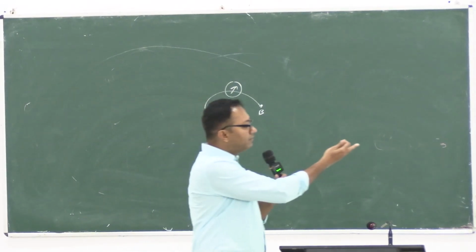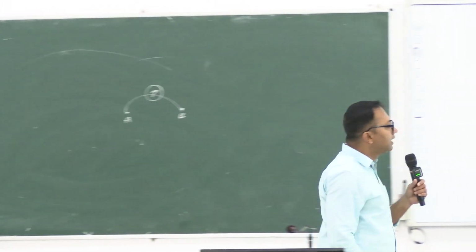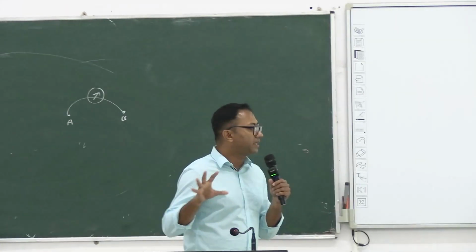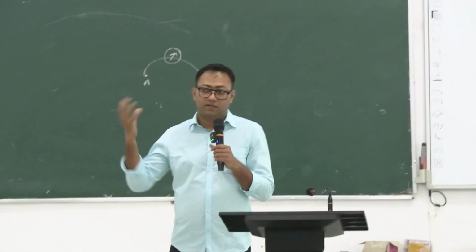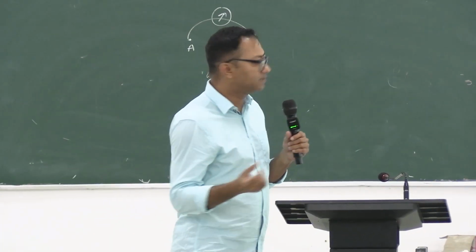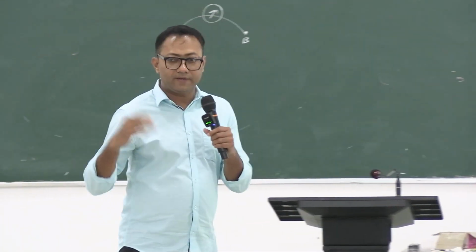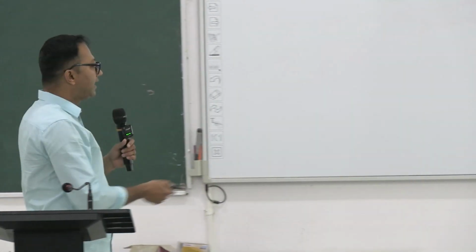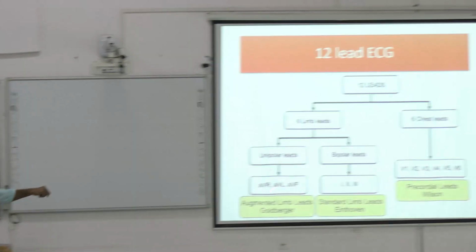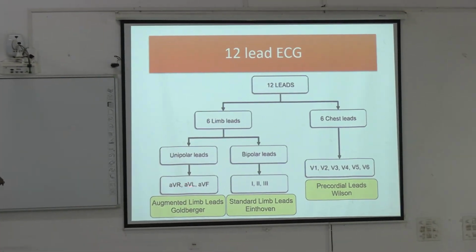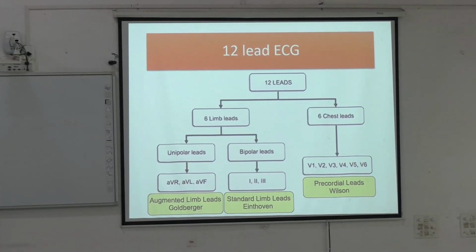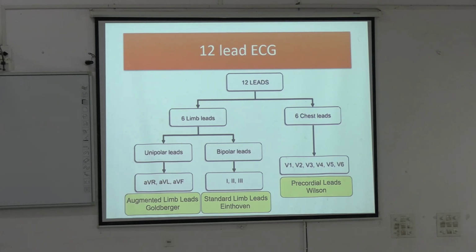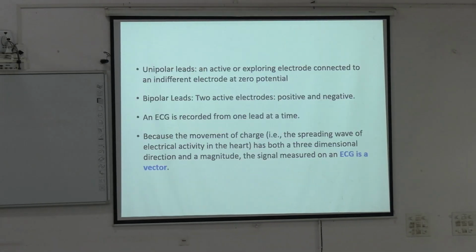Traditionally AVR, AVL, AVF are called unipolar leads, and also the 6 chest leads, V1, V2, V3, V4, V5, V6, all the precordial leads, are called unipolar leads, but these are not actually unipolar. I will explain in subsequent time. Okay. And in AVR, AVF, AVL, the small a is for augmented, right? These are called augmented limb leads. Why it is called augmented, I will come to it.